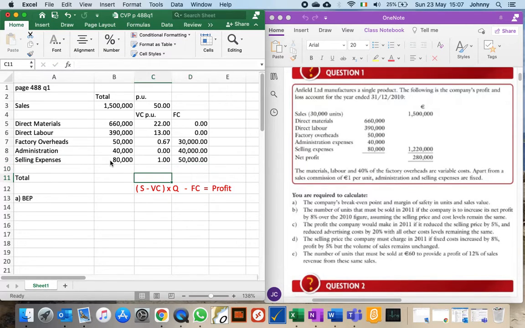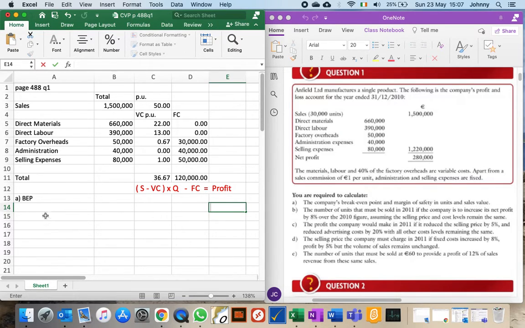Okay, so now I add all of my totals up. So I'm adding up all of my variable costs, and I'll add up all of my fixed costs. So now I have the numbers I need to put into my formula here. Okay, so the S minus VC, that formula, we keep on coming back to that again and again throughout the question. So the break-even point, you have to calculate break-even point and margin of safety in units and in sales value. So I'll do the break-even point first and then the margin of safety.